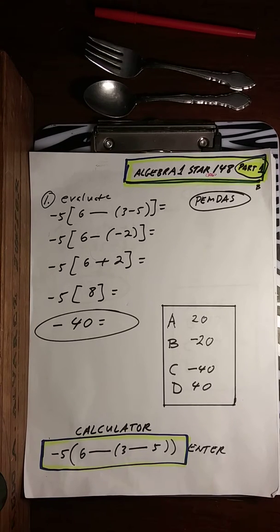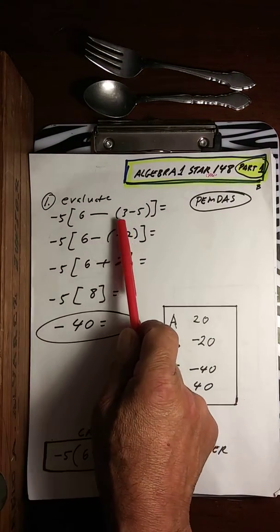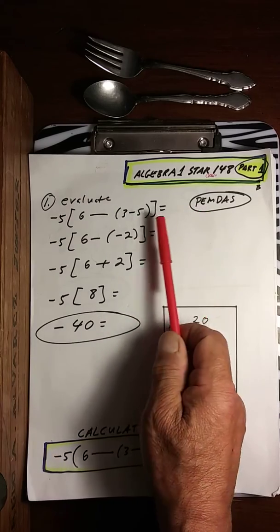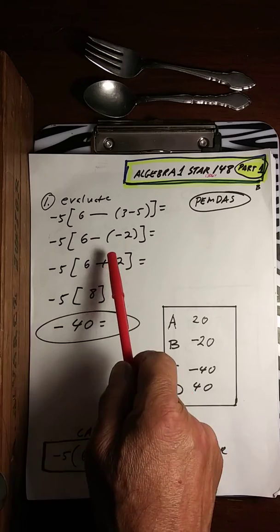Alright, we're going to do the Algebra 1 star 148, Part 1B. Evaluate this. So let's do this first. Alright, so we're going to do this first. That's first. 3 minus 5 is going to be negative 2. Everything else, copy it down.